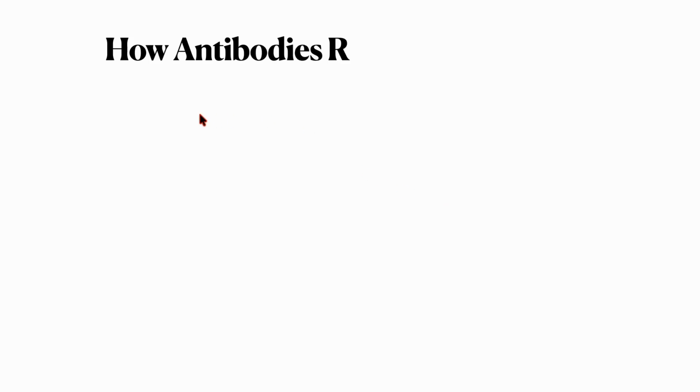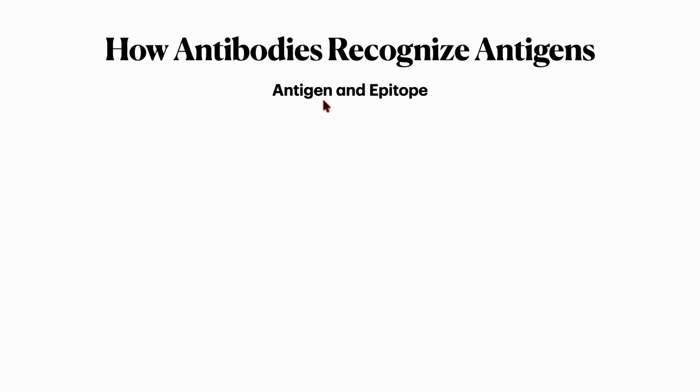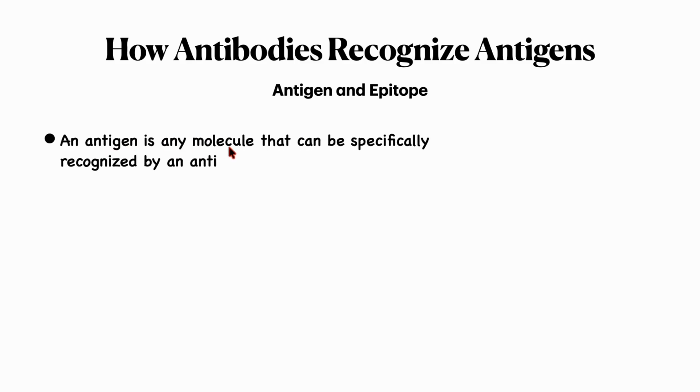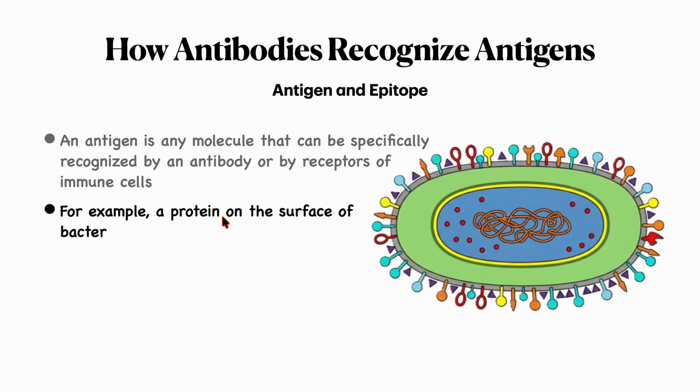Now, let's discuss how antibodies recognize antigens. First, we need to understand the difference between an antigen and an epitope. An antigen is any molecule that can be specifically recognized by an antibody or by receptors of immune cells. For example, a protein on the surface of bacteria or viruses can act as an antigen.